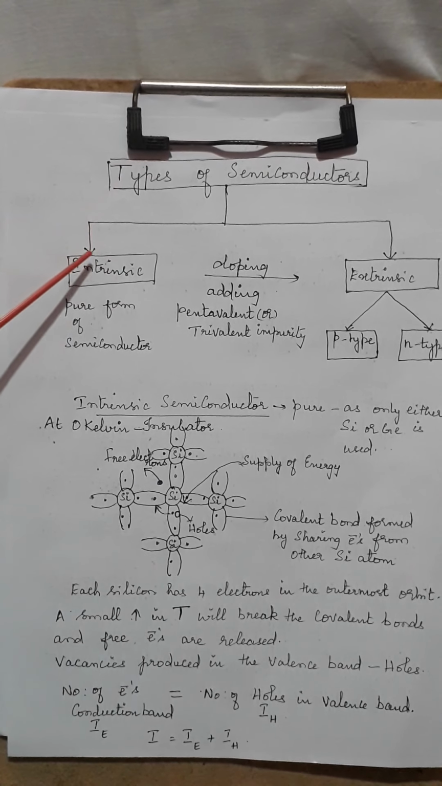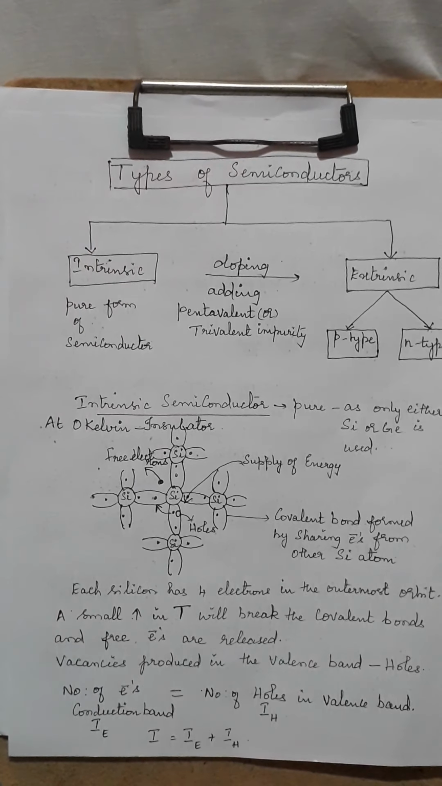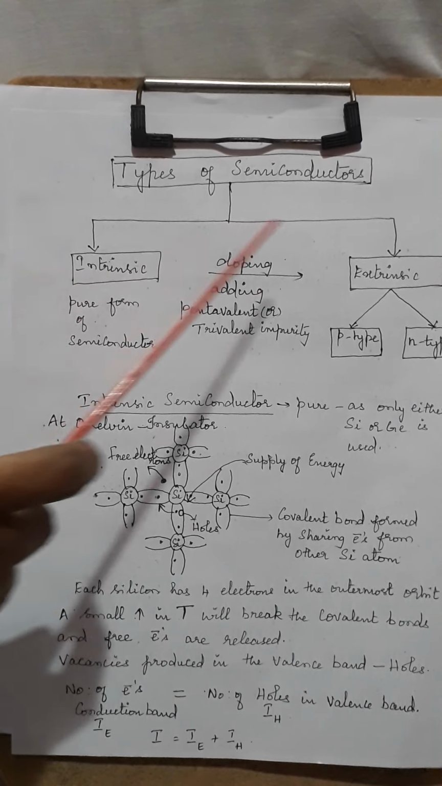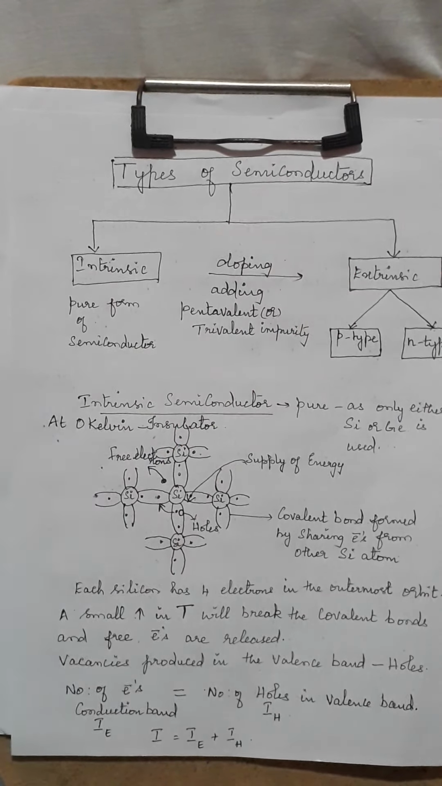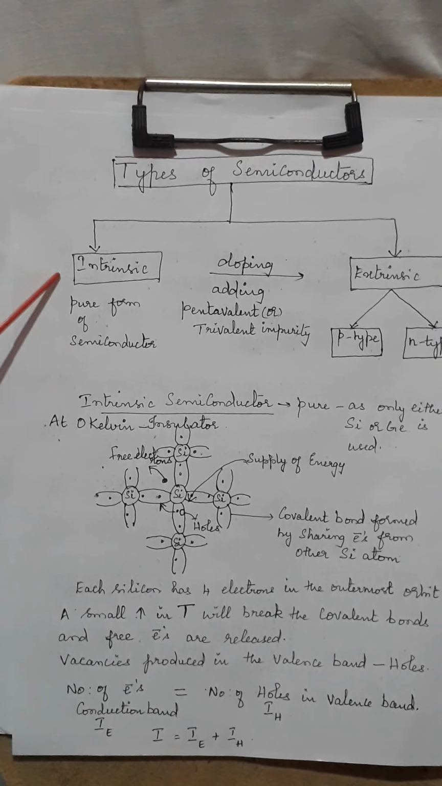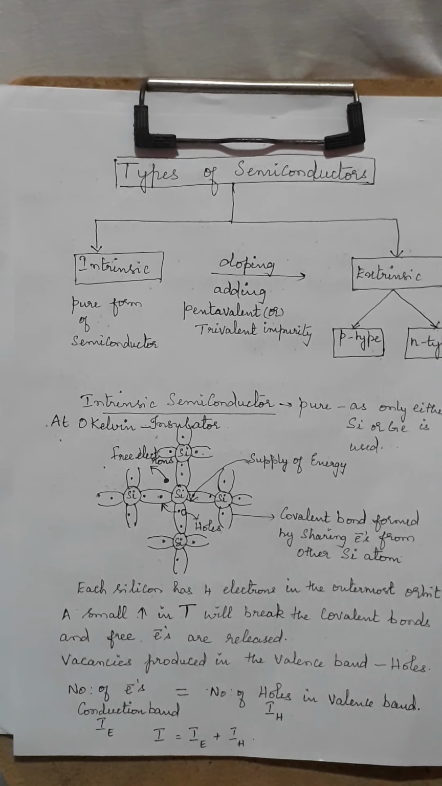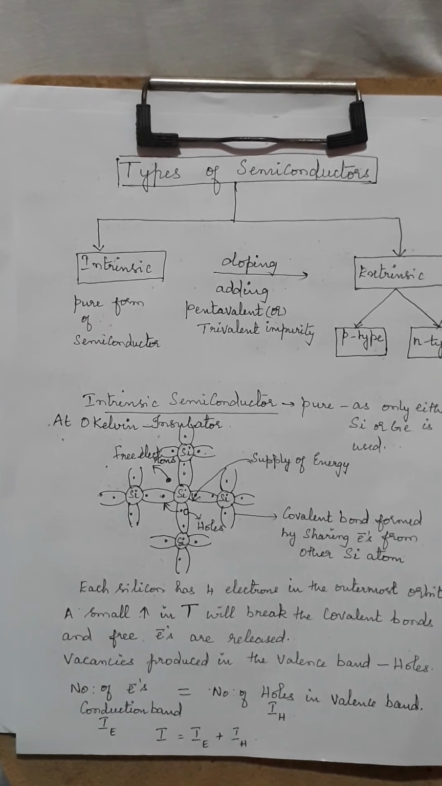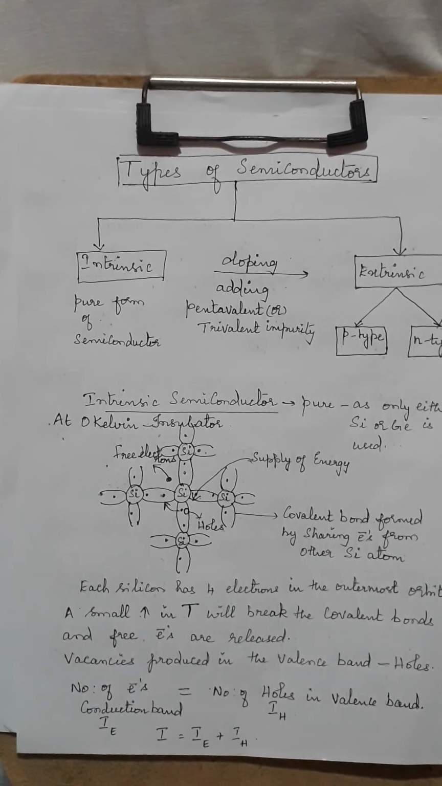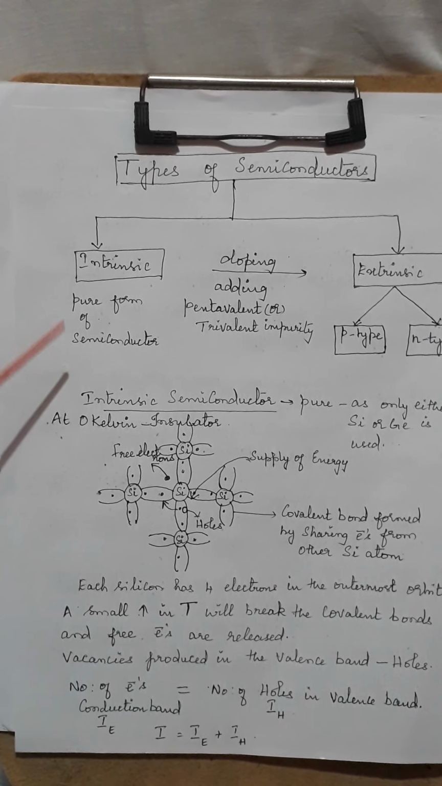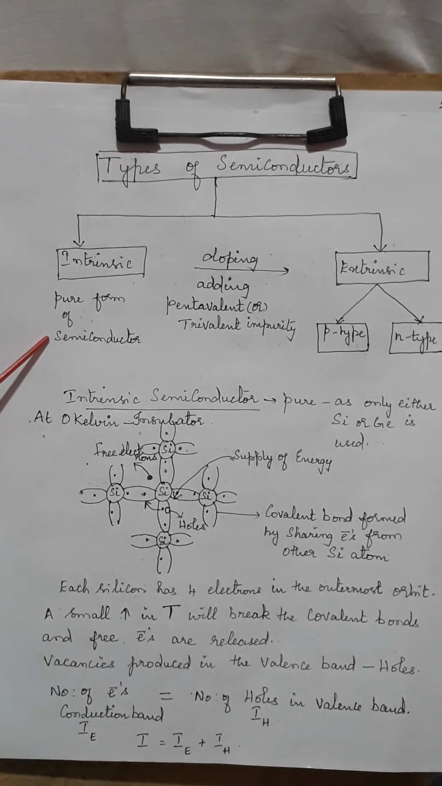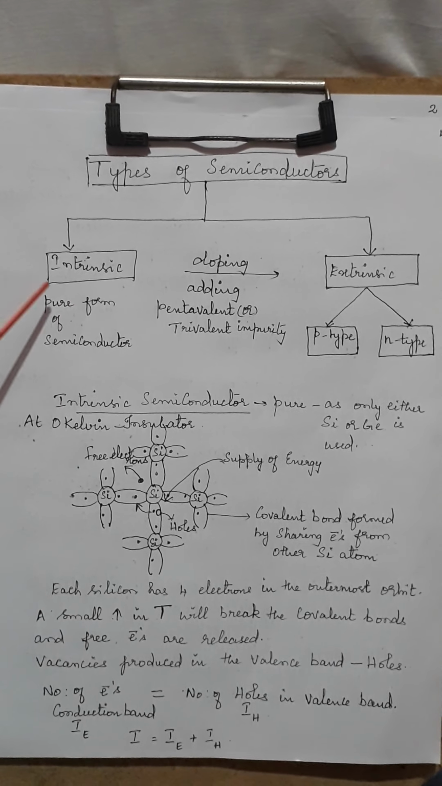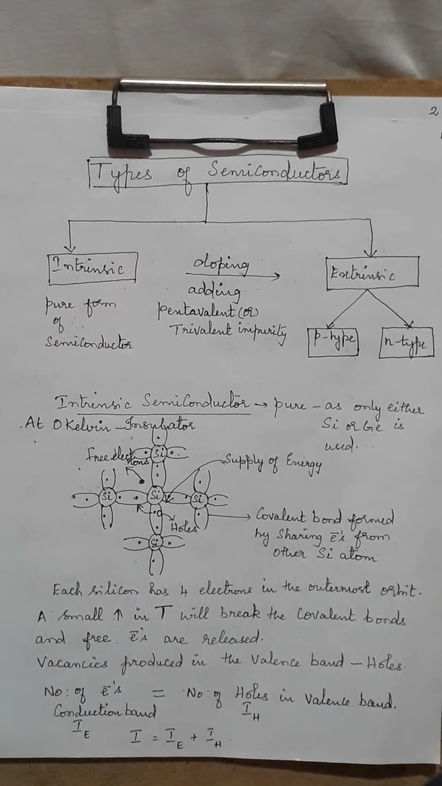So there are basically two types of semiconductors. One, intrinsic semiconductor, then extrinsic semiconductor. What are intrinsic semiconductors? We call them the pure form of semiconductors. The meaning of pure form is that it will consist either only of silicon atoms or only of germanium atoms in it. That is what is called an intrinsic semiconductor.